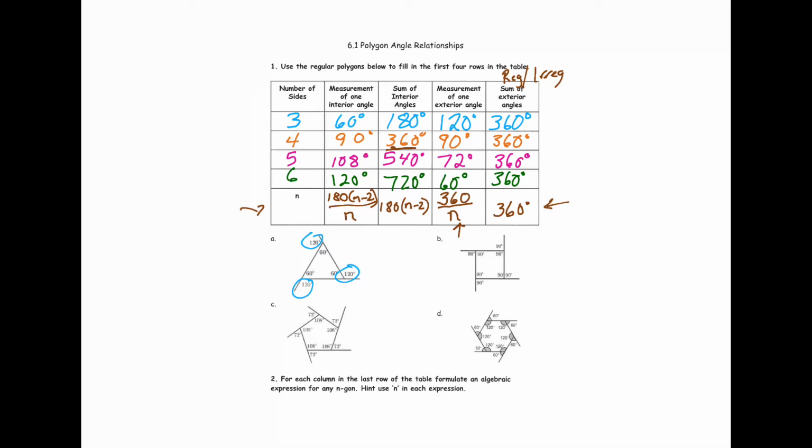Same thing with the sum over here. This is going to be good for regular and irregular because we're adding up the sides. But when we're looking at the 2 measurements of 1 interior angle, so this one and that one, this time it's only going to work for regular. Because in every shape, we're going to have different angles, these are not all 90-degree angles, obviously. So we need to make sure that we don't use the measurement of 1 interior angle for any irregular shapes.